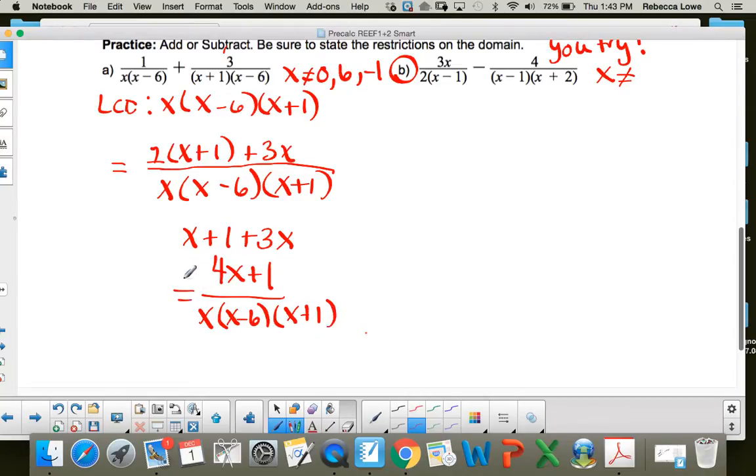We already have our restrictions listed, so we're good to go. The numerator can't be factored, though we should try if we could, and that's it. So it'll be one more video with the answer to B, and then I'm going to do one more on the back, and then you're going to try those on your own as well. Good luck.